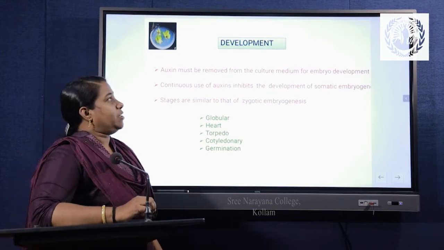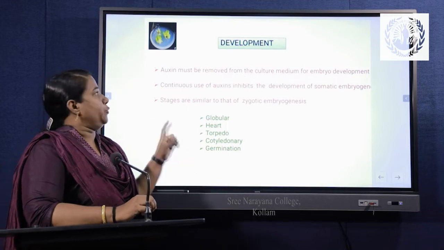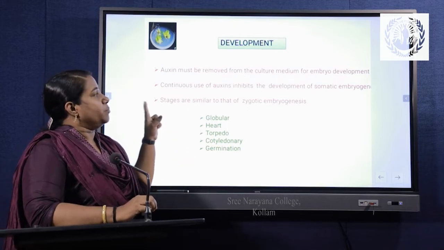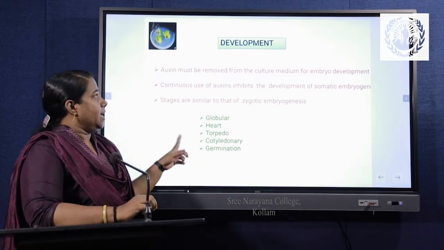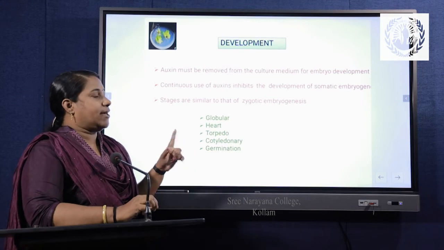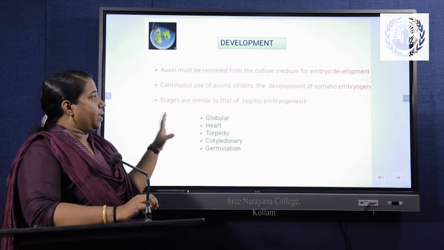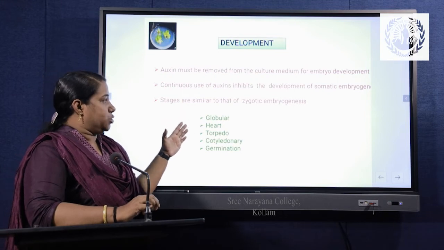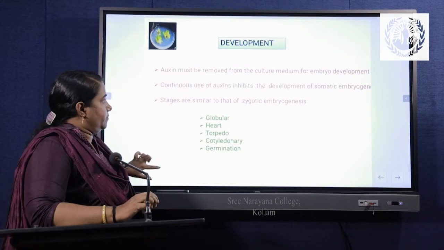Then comes the development stage. In the development stage of somatic embryo, auxin should be removed from the culture medium for embryonic development, as the continuous use of auxins inhibits the development of somatic embryos. Stages formed are globular, heart, torpedo, cotyledonary, and after that germination.